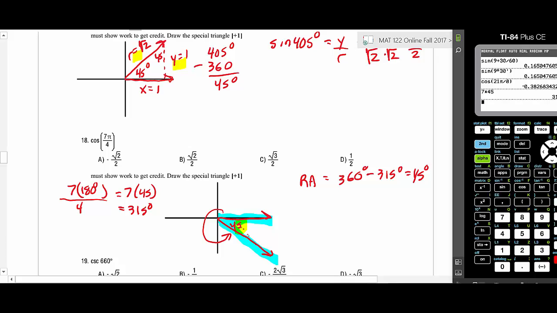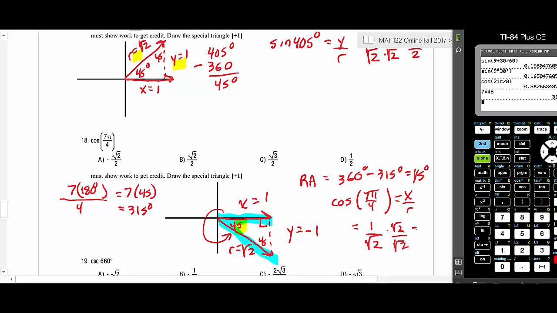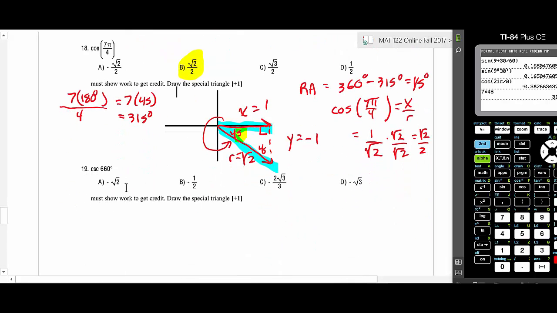So you have a 45 right triangle then. Okay, the sides go like this. X is 1. Y, you got to be careful. That's -1 since you're going down. And then r is root 2. So if you're doing the cosine of 7 pi over 4, that's x over r. So x is 1, r is root 2. Rationalize the denominator, and you're going to get root 2 over 2. Okay, so that will give choice B as your answer to your problem.